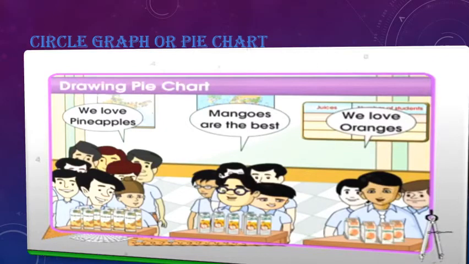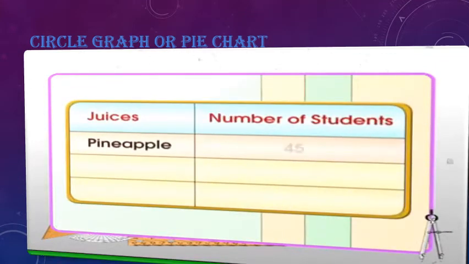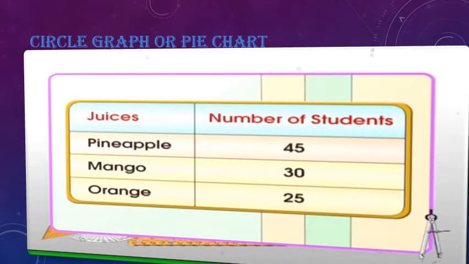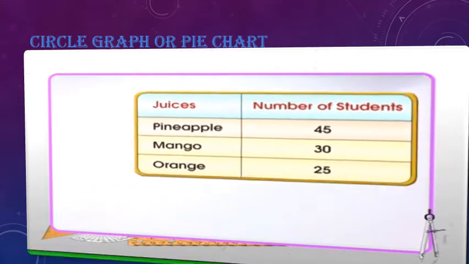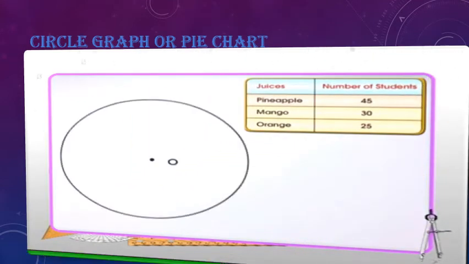Now, it's time to see how pie charts are drawn. Consider this scenario. Students of class 8th of a school were asked about their favorite juice. The result of the survey was then tabulated. Let's represent this data in a pie chart. First, draw the circle with center O. Now the total angle at the center of a circle is 360 degrees.